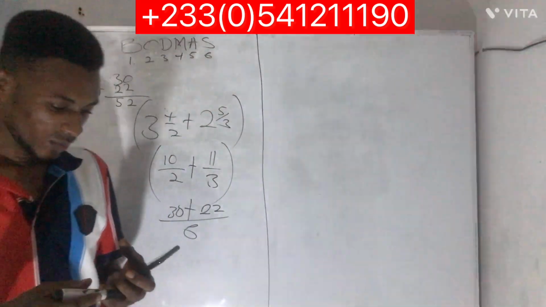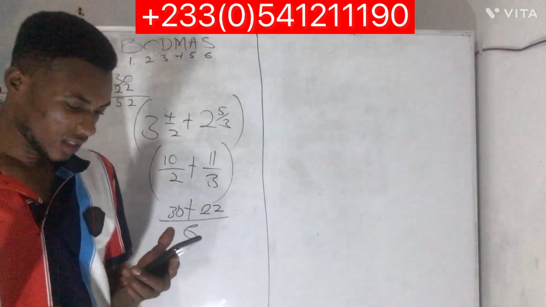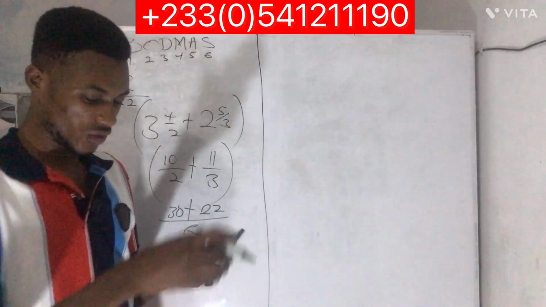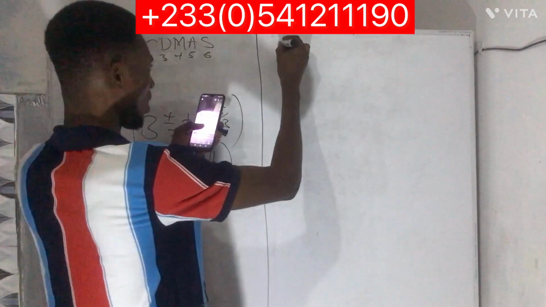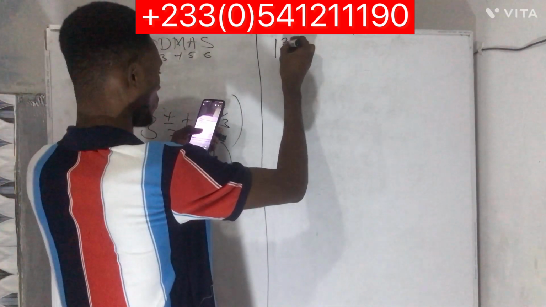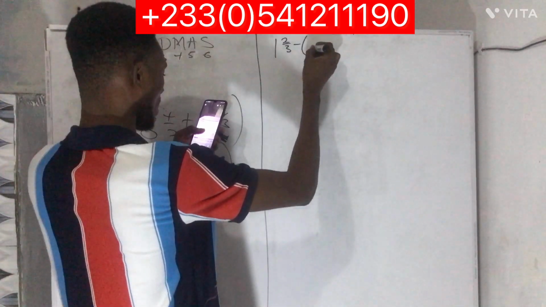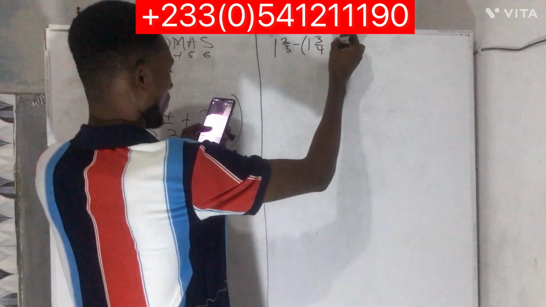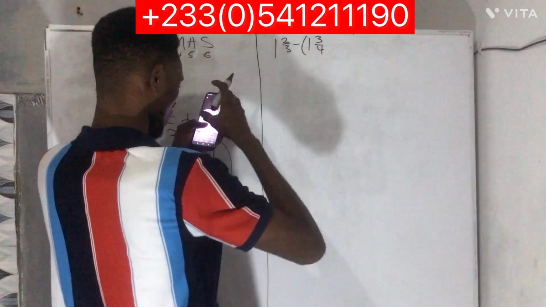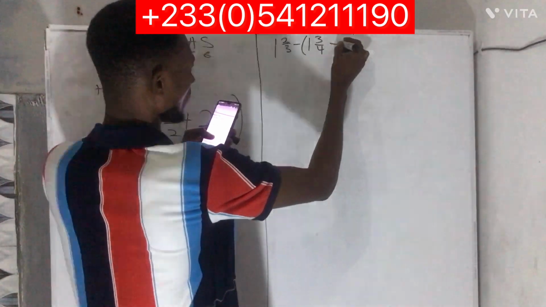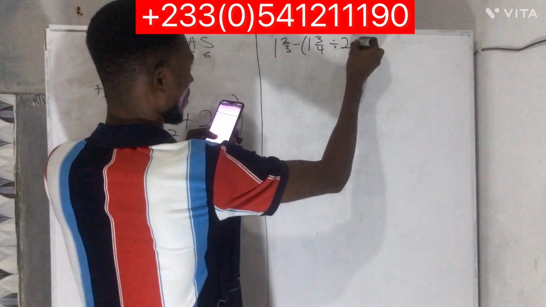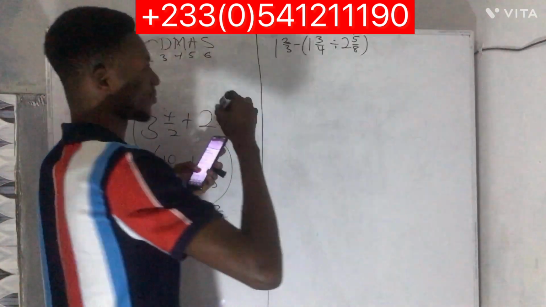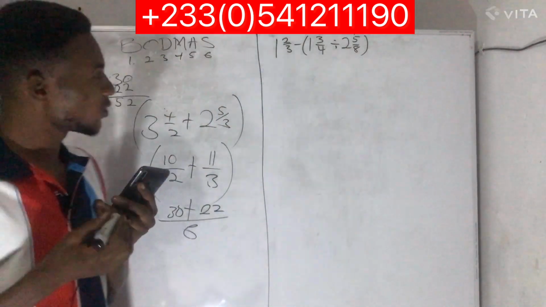Okay, so just as we discussed previously, let us solve some questions and continue. So let's take this question: 1 whole number 2/3 minus, in brackets, 1 whole number 3/4, okay, divided by 2 whole number 5/8. Now, according to BODMAS, what are we supposed to handle first?